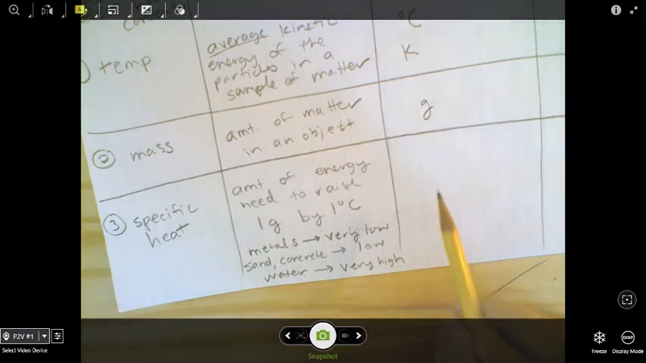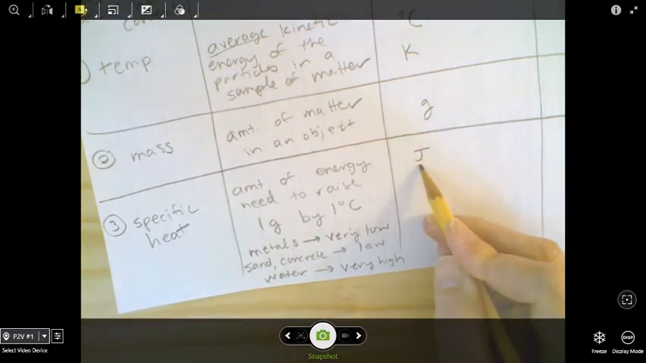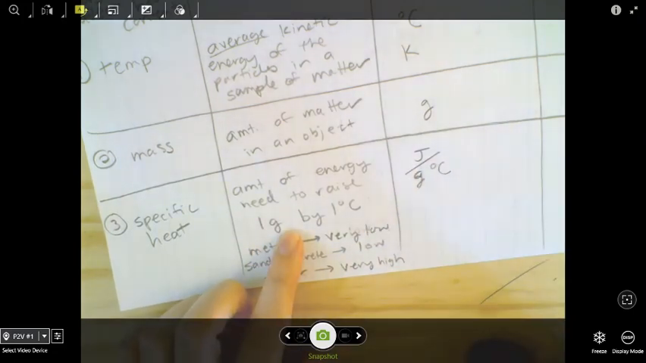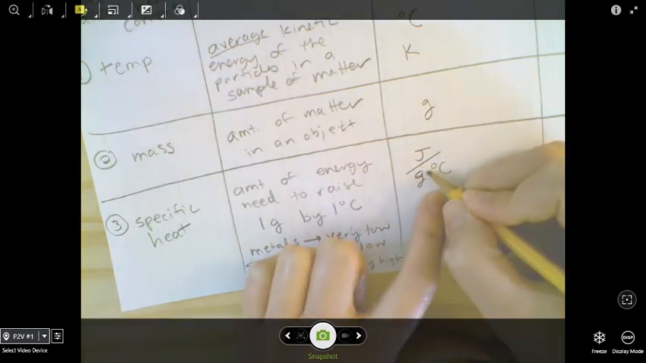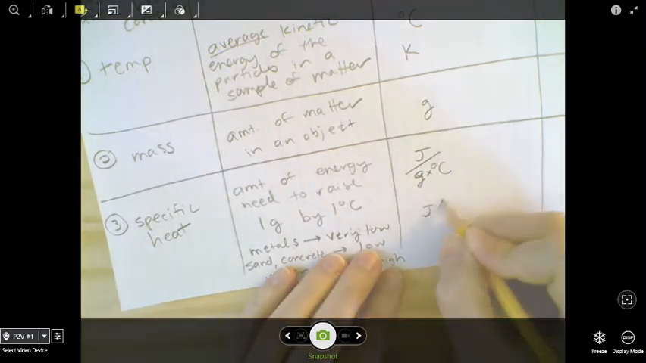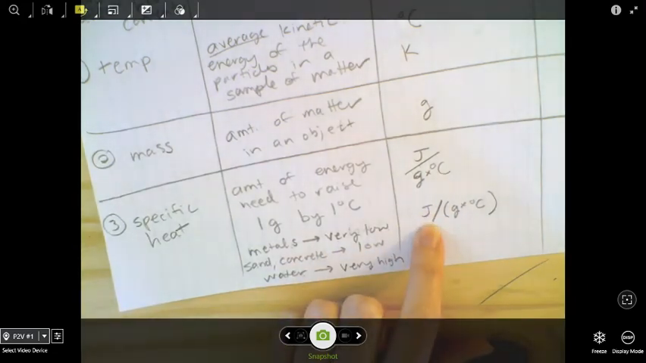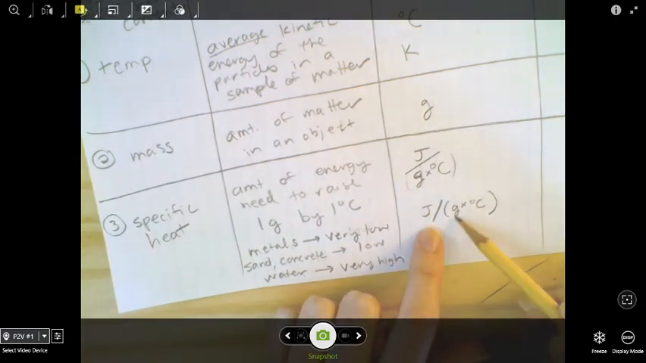So the unit we use for specific heat is a compound unit. It's the amount of energy we need to raise 1 gram by 1 degree. We calculate energy in joules, so it's the joules we need per gram per degree Celsius. Technically, these are being multiplied by each other, so sometimes you'll see it written like that, sometimes as a dot, and sometimes with the sideways slash and parentheses to show that it's all on the bottom. But again, we read it joules per gram degree Celsius.